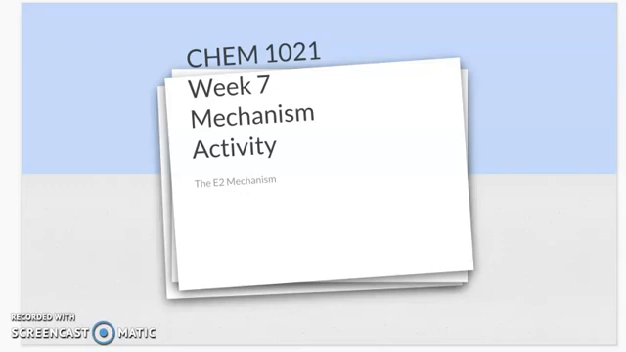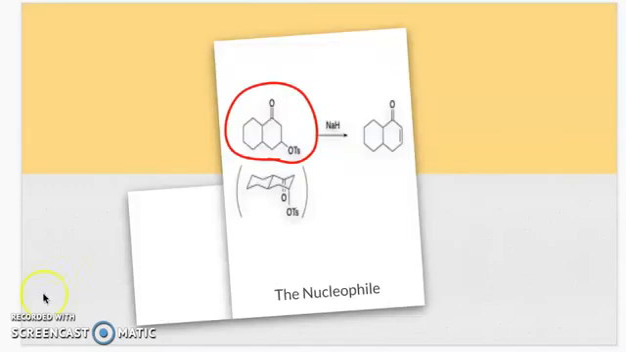Hello everyone, my name is Christina and I will be presenting a proposed mechanism of the E2 reaction. This is the given reaction. As we can see, I've identified the nucleophile, the electrophile, and the given product in this case. I will also later discuss electron flow and any regiochemical preferences.